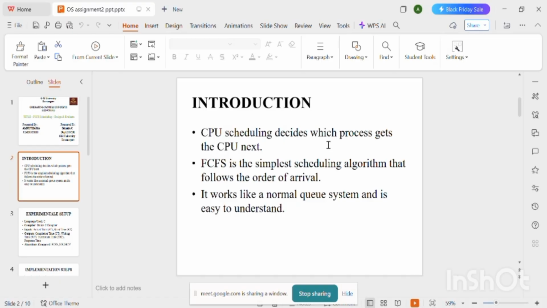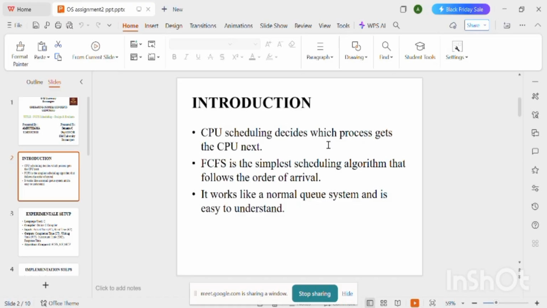Introduction. CPU scheduling decides which process gets the CPU next. The operating system uses scheduling to select which process should run on the CPU. This helps manage multiple processes efficiently.